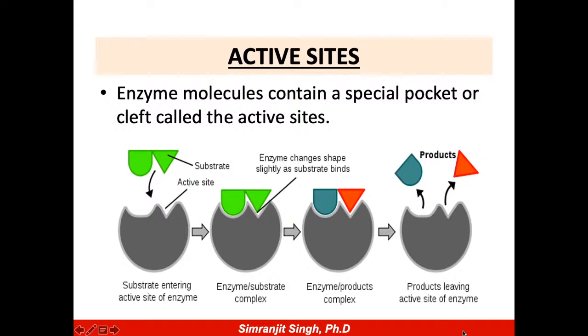So enzyme molecules contain a special pocket or cleft called the active site. The substrate comes and attaches to it, making the enzyme substrate complex, then the enzyme product complex will form, and afterwards the product will be removed, leaving the enzyme active site empty. And this enzyme could be reused millions of times, and this reaction keeps going on. Another substrate will come and attach.